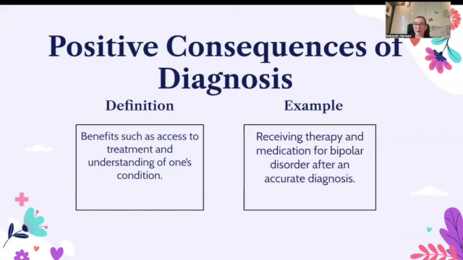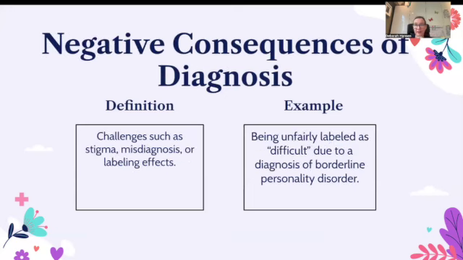Positive consequences of diagnosis. The definition is the benefits such as access to treatment and understanding one's condition. For example, receiving therapy and medication for bipolar disorder after an accurate diagnosis. Negative consequences of diagnosis. The definition, challenges such as stigma, misdiagnosis, or labeling effects. So, for example, being unfairly labeled as difficult due to a diagnosis of borderline personality disorder.